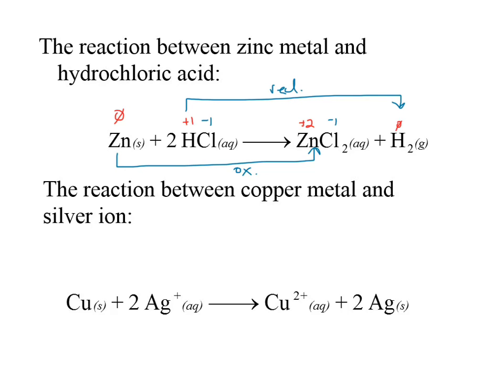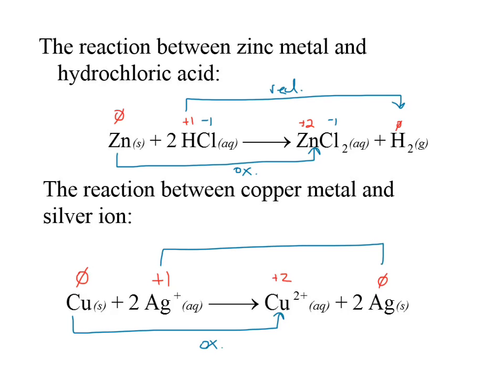If we look at the bottom one down there, copper, we know since it's in uncombined elemental form, that is 0. The oxidation state for a +1 silver cation is +1. Copper +2 is +2. These are pretty easy. Silver solid would be 0. So we can, again, kind of match them up. The copper looks like it's being oxidized, and the silver looks like it's being reduced.